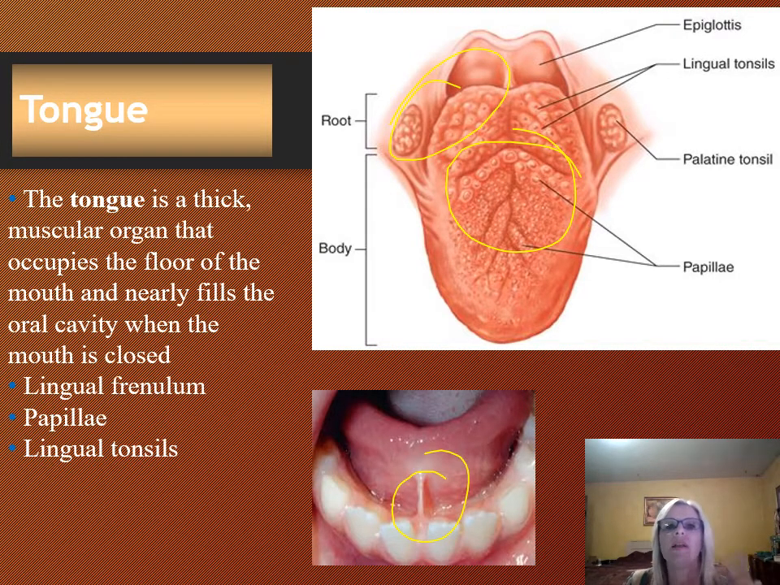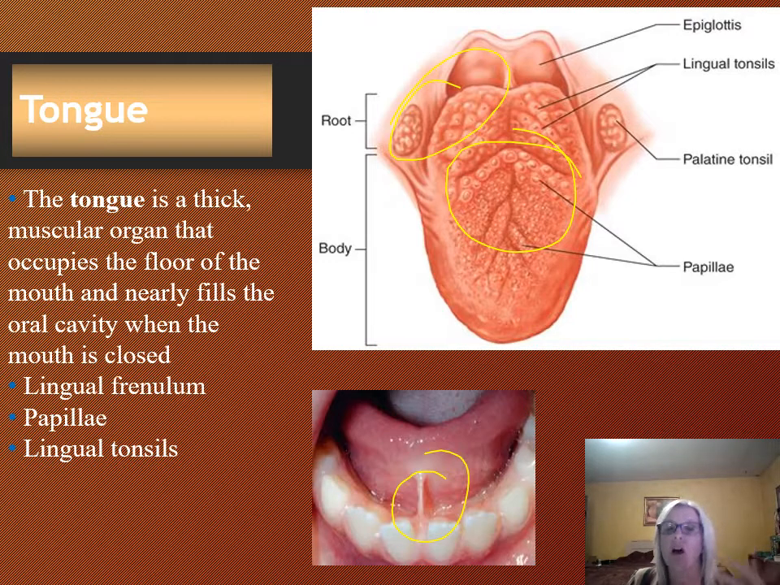So the body of the tongue is skeletal muscle. It's got fibers running in several directions, and that helps us move food underneath the teeth. So we can move the food from side to side, up and down. We can stick our tongue out, all of those things. Papillae are rough projections, okay? And they provide friction as well as housing those taste buds. And then the lingual tonsils are actually lymphatic tissue covering the back of the tongue.